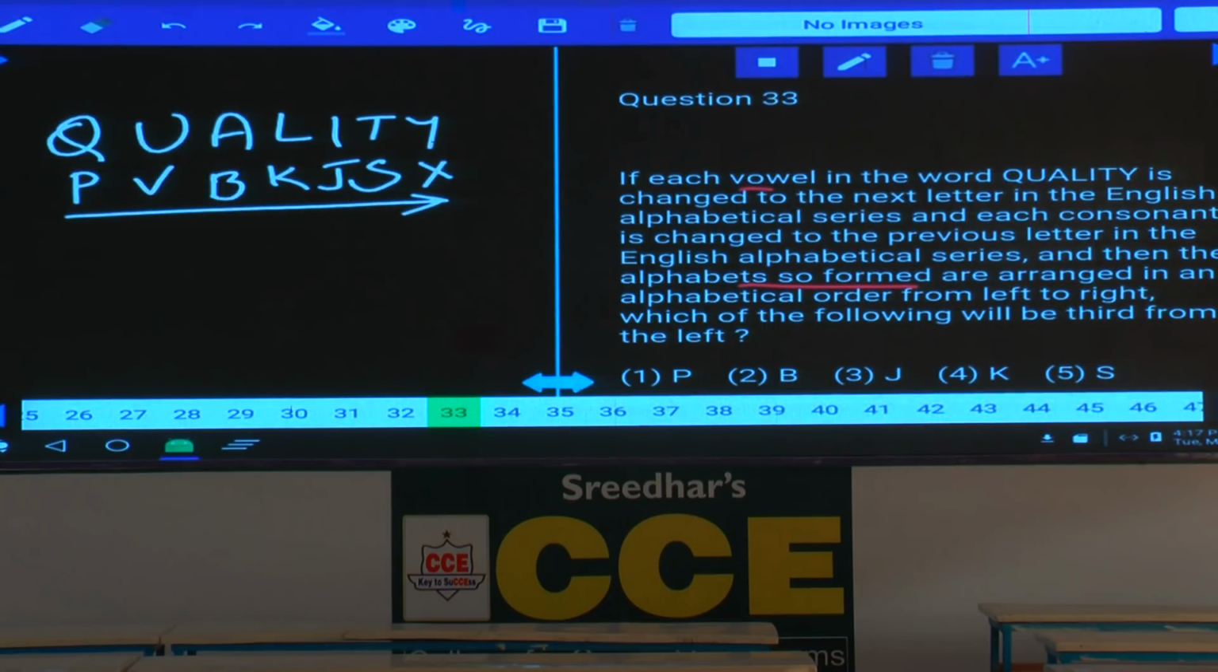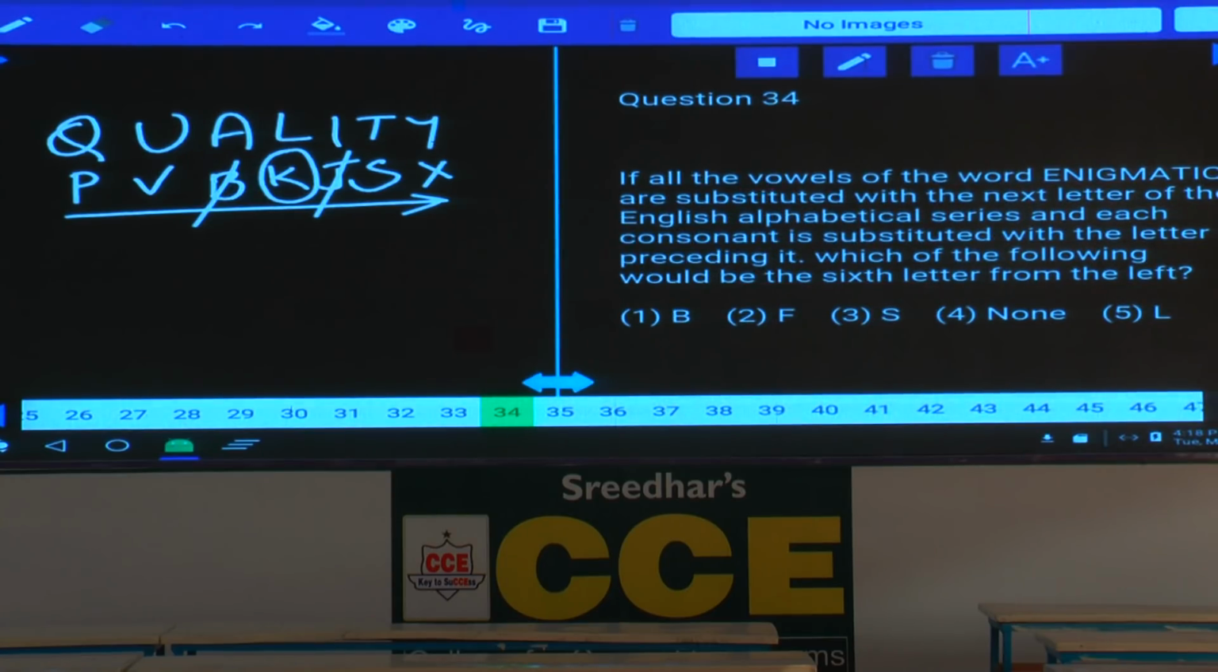Then which of the following will be third from the left hand? Third from the left hand means the least alphabet is B, and the next one is J, and the next one is K. And so K is the answer, that is choice 4. Done with this? Now question number 33, it is choice 4 is the answer.